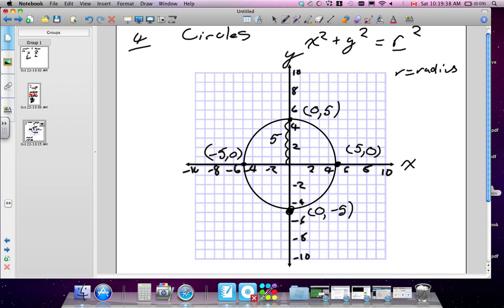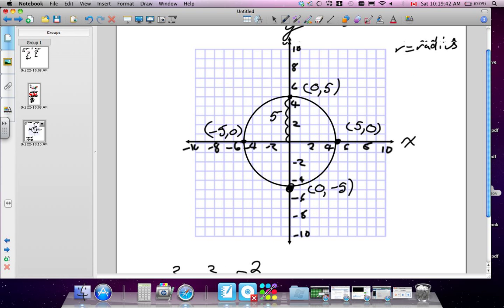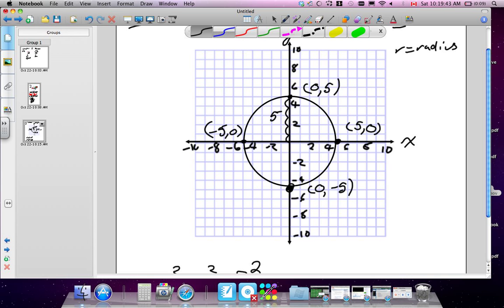So those are all the xy coordinates. These are your y's. Those are our y-intercepts, and these are our x-intercepts. Do you notice anything about them?